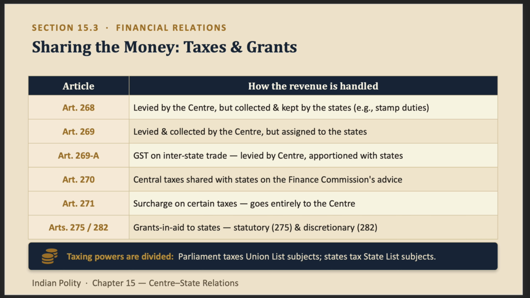You nailed it. But what about the massive revenue pools, like income tax? That falls under Article 270. These are the central taxes levied and collected by New Delhi, but the massive pool of revenue is shared.